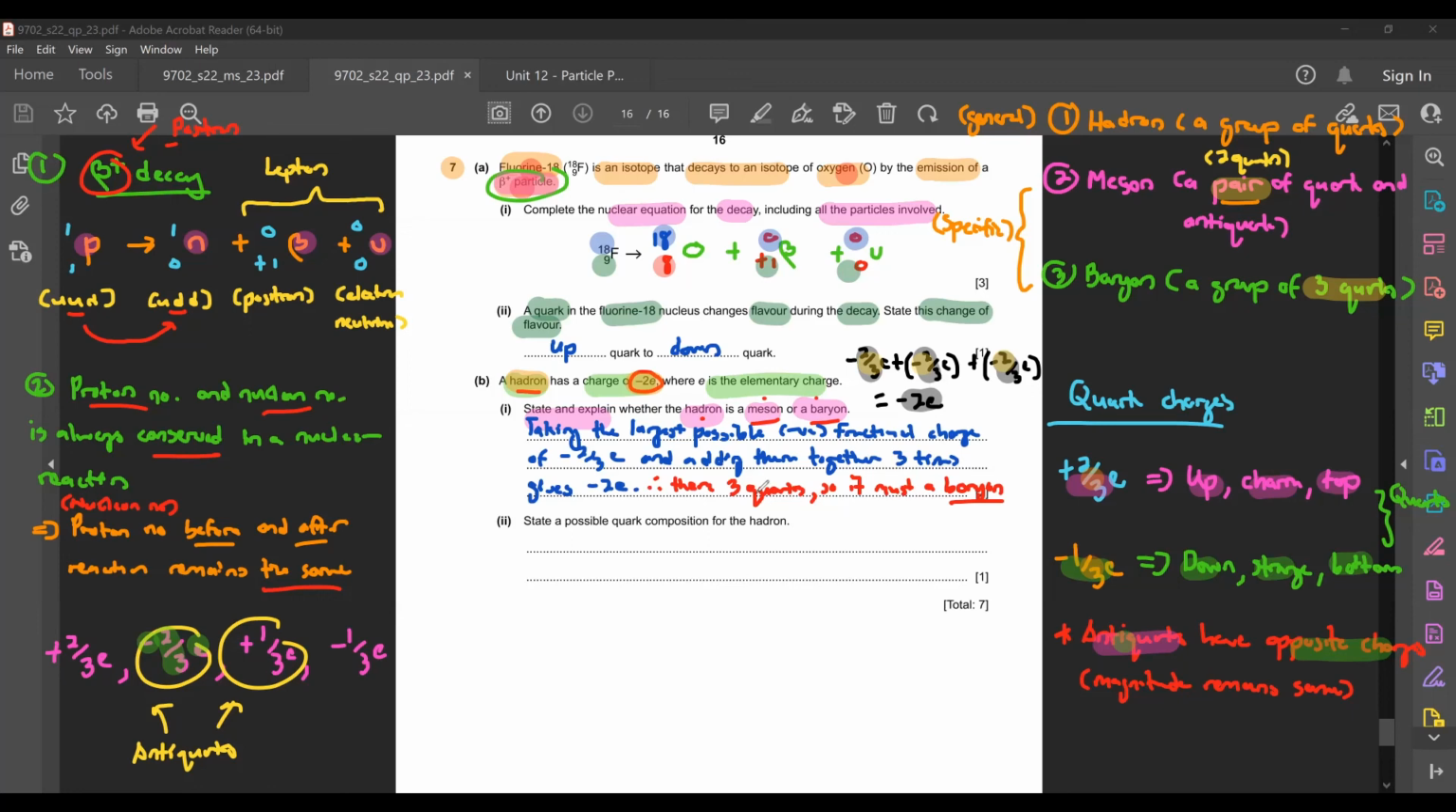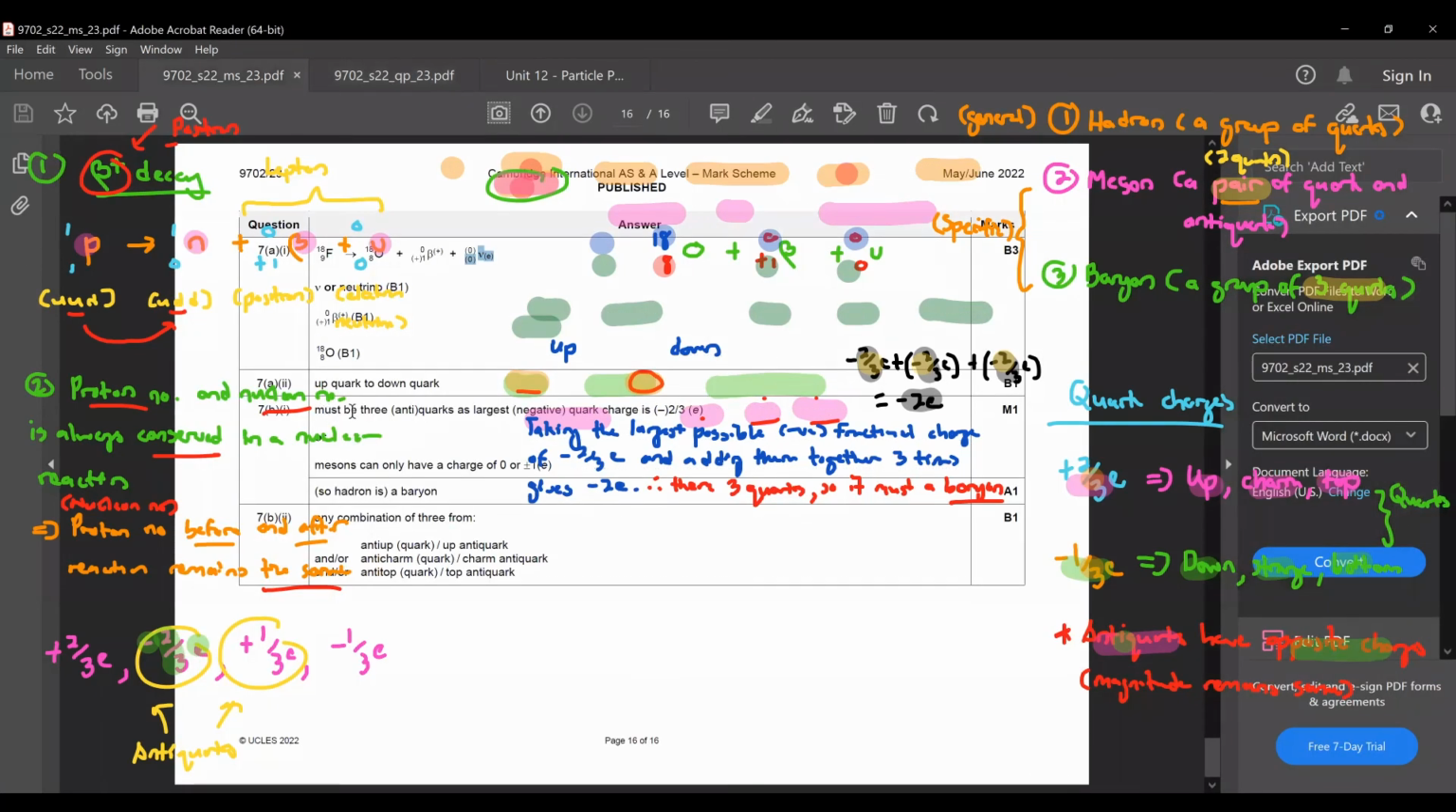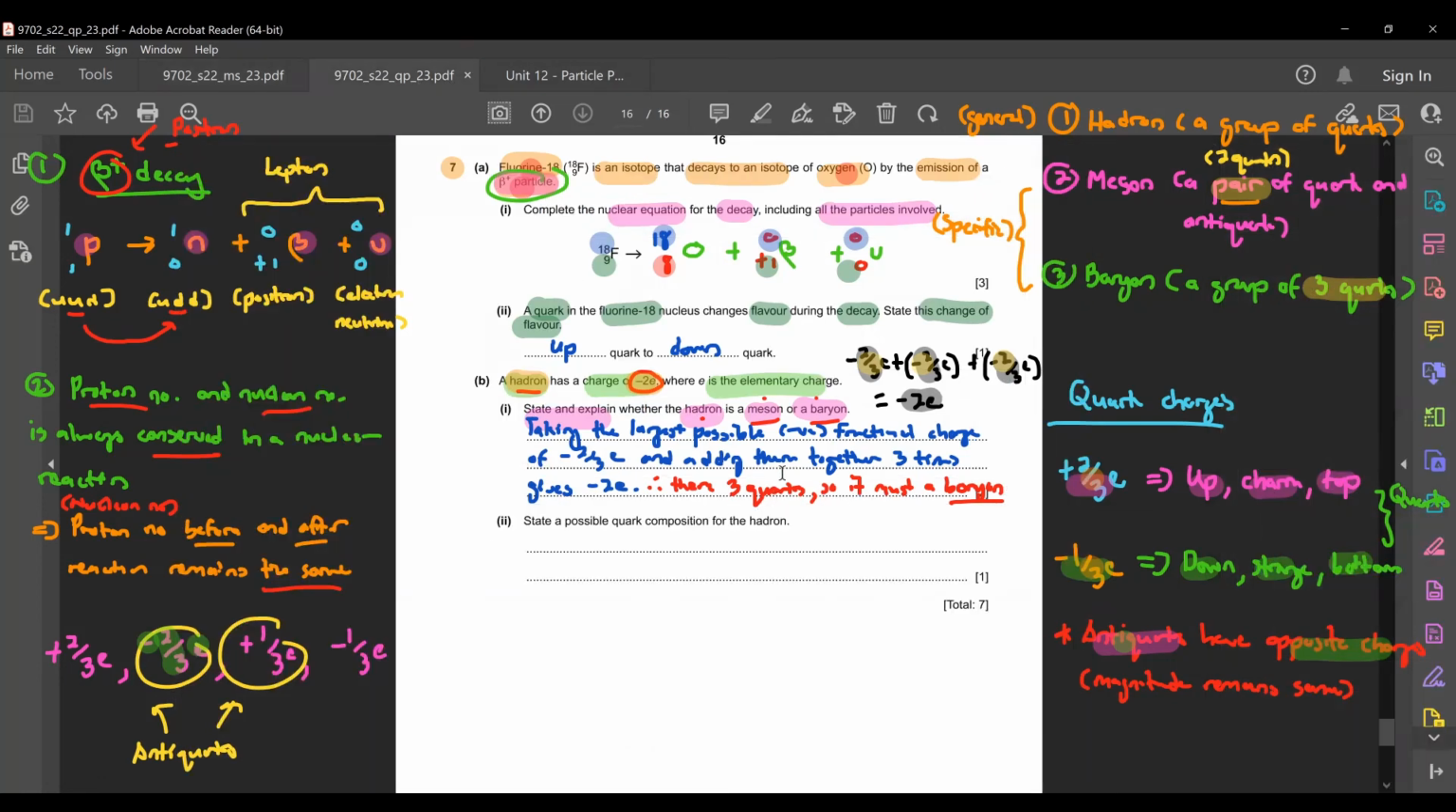The marking scheme actually gave some very vague wording for the answer. They just mentioned this must be 3 antiquarks as the largest negative quark charge is negative 2 over 3e. Mesons can only have a charge of 0 and plus 1e. So the hadron is a baryon. Okay, it's pretty vague, isn't it? So it would be better if you were to write your answers like this. At least this makes much more sense for you.